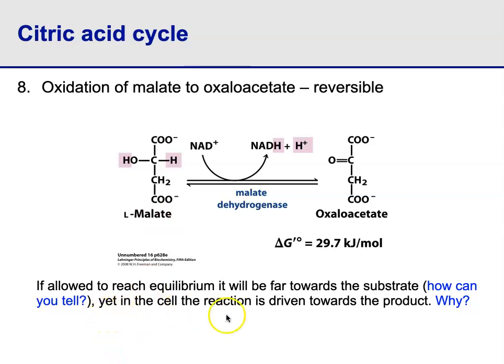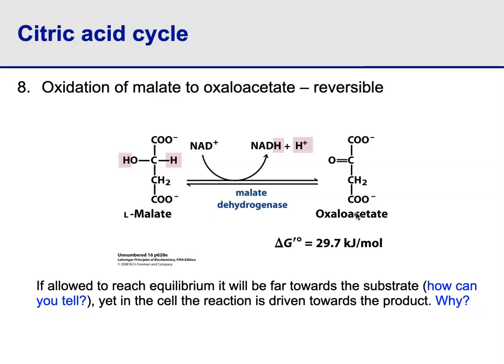However, in the cell, the reaction is driven towards the product. Why is that? We've talked about a reaction like that in the past. The explanation was that these reactions that normally are not driven towards the product do get completed towards the product in the cell. That is facilitated because the product is involved in a favorable follow-up reaction, which in this case is the citrate synthetase reaction, combining oxaloacetate with acetyl-CoA forming citrate, which is a very favorable irreversible reaction.